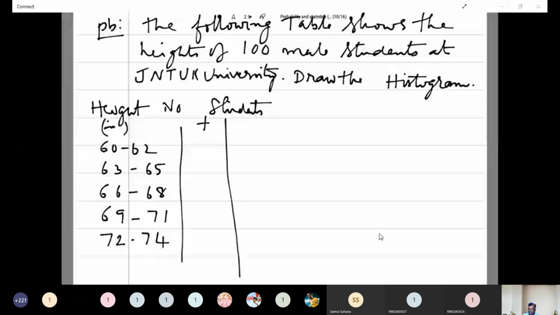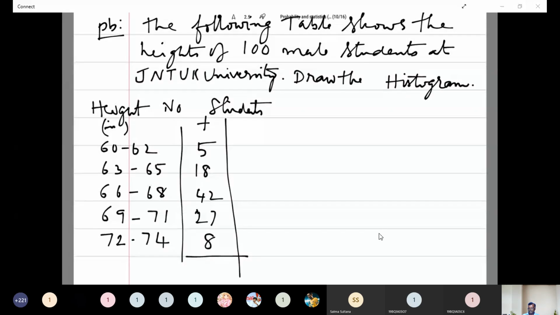Now adding all these frequencies, how much? This is 27 plus 8, 35, 35 plus 42, 77, 77, 85, 95, 100. Total is equal to 100. Is it correct? Check all of you. This is 100 male students. Frequency is equal to 100.